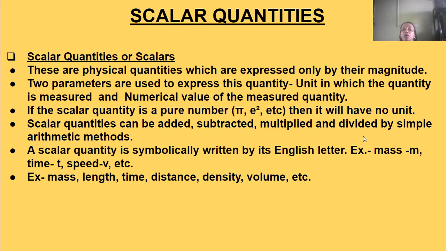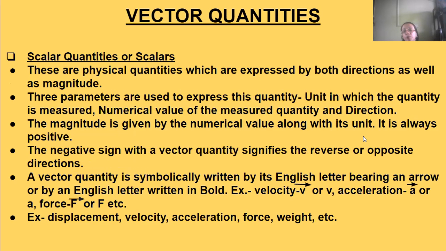Okay. Now, it is represented by English letter symbols like mass, small m, time, small t, speed, small v, like that. Examples of the scalar quantities are mass, length, time, distance, speed, density. Next, we come to vector quantities. Now, what are vector quantities? Vector quantities are those which are not scalar quantities. These are physical quantities which have both direction as well as magnitude.